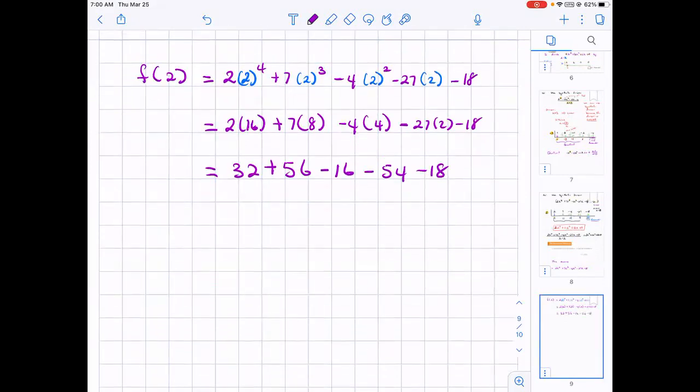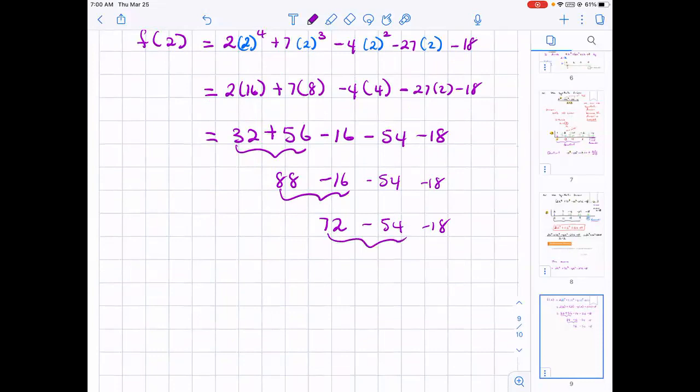Now, if you combine these, 32 plus 56 becomes 88, minus 16, minus 54, minus 18. If you combine these two, this becomes 72, minus 54, minus 18. If you combine these two, this becomes 18 minus 18. So f of 2 is equal to 0.